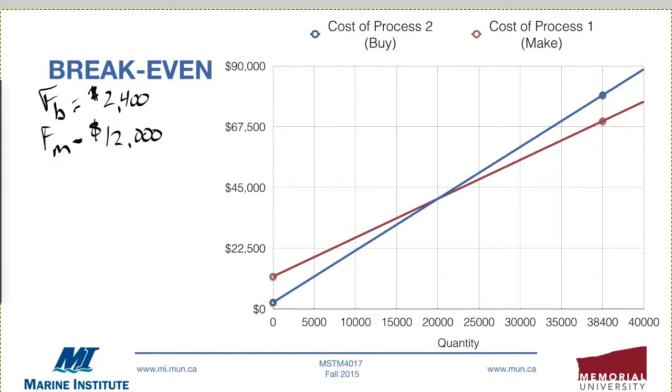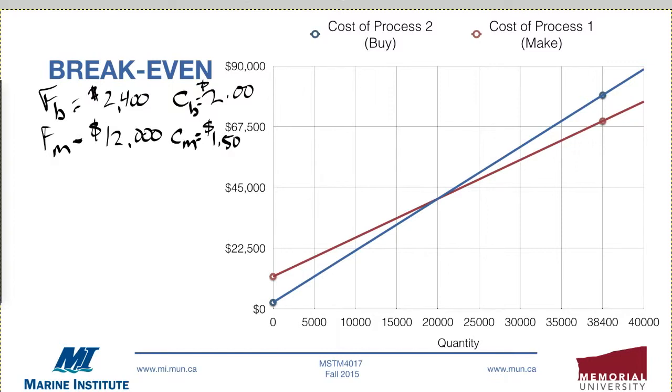Now, for each unit, we have variable costs. So the variable costs to buy are going to be $2 per salad. Again, this is the salad example on page 32, example A3. And the costs to make are cheaper, as one might imagine, at $1.50 a salad.